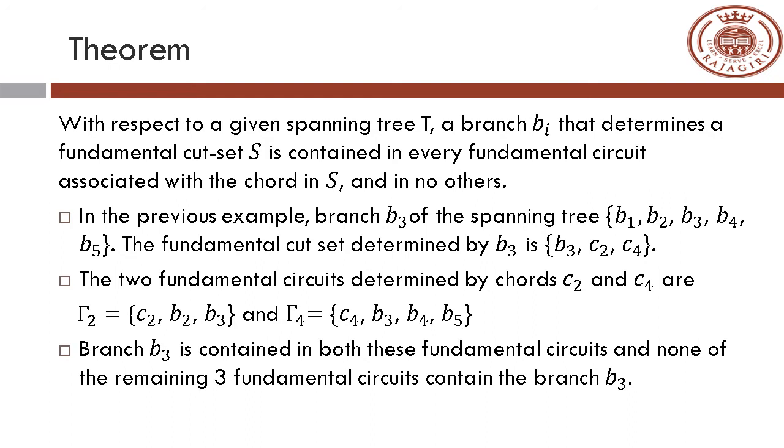Consider the branch B3 of the spanning tree. The spanning tree is formed by the branches B1, B2, B3, B4 and B5. The fundamental cut set determined by B3 is given by the set B3 and the remaining two chords C2 and C4. And using this C2 and C4, we form two fundamental circuits. The two fundamental circuits determined by the chords C2 and C4 are denoted as gamma 2, that is equal to {C2, B2, B3}, and gamma 4 is equal to {C4, B3, B4, B5}.